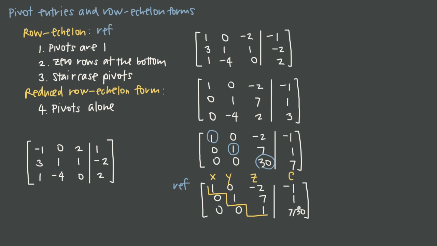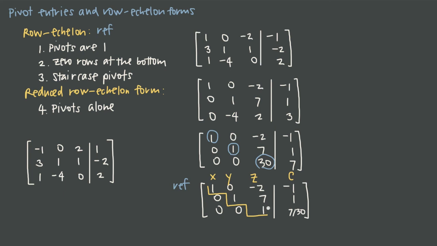Then we could take that value and plug it back into the second row here, because the second row says y plus 7z is equal to 1. So if we plug in 7 over 30 for z, we'll just have y plus 49 over 30 is equal to 1. In other words, we'll have an equation in terms of just y that we can solve for y. Then we'll have the values of y and z, and we can plug those into this top equation, 1x plus 0y minus 2z is equal to negative 1. We can plug in our values of y and z and solve for the value of x. So row echelon form already makes finding the solution of the system much easier.